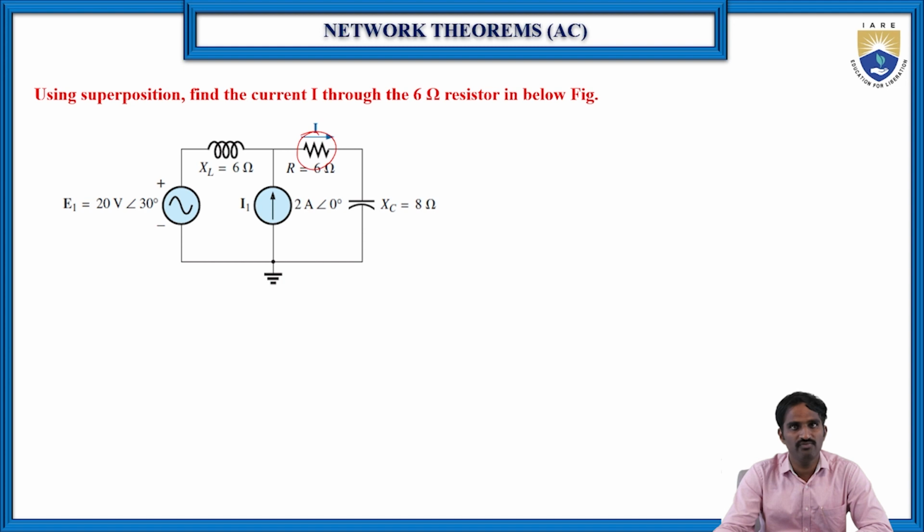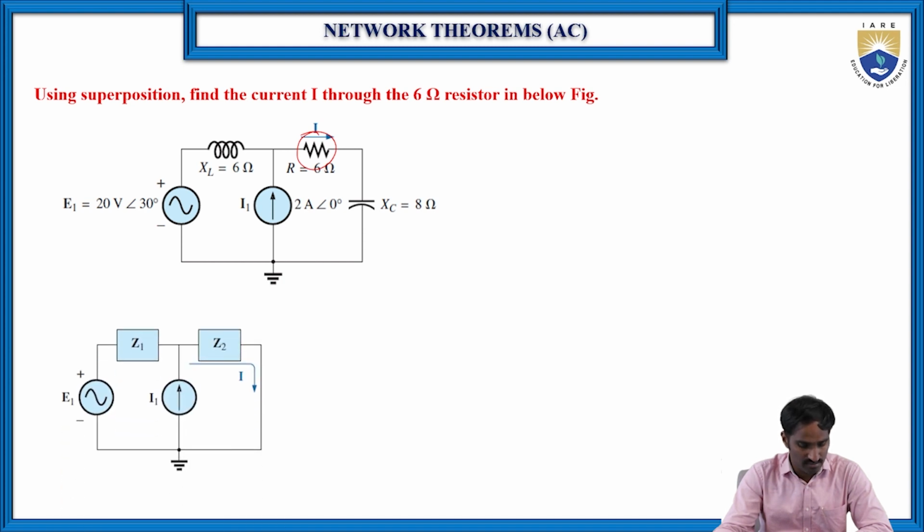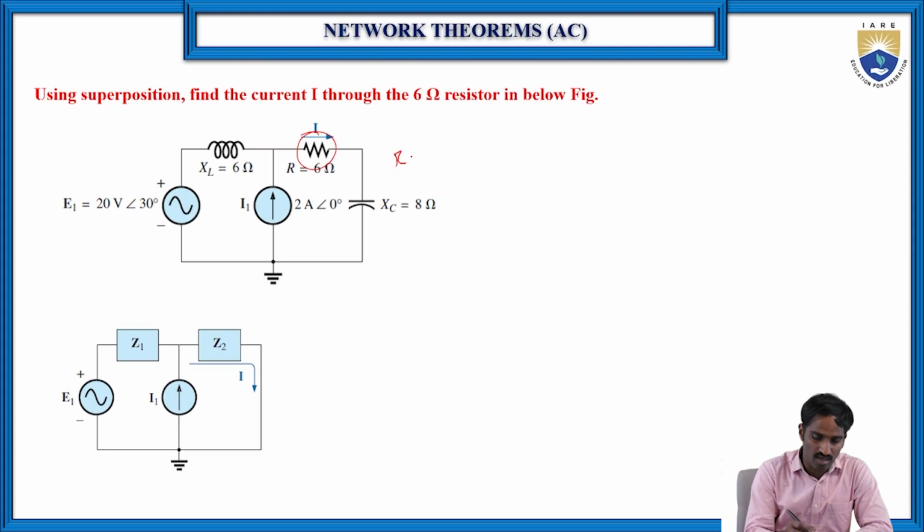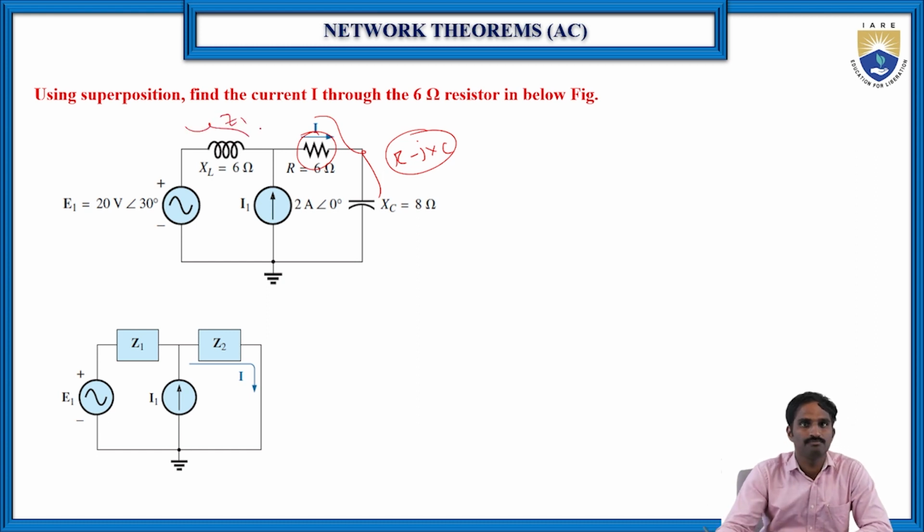So here again, the same way, first let us replace the reactances with impedances, because here we can write R plus jXL or R minus jXC. So this total can be replaced with the impedance Z2, and this one can be replaced with Z1, right? Now, at a time we should consider only one source active and the other sources should be replaced with open or short circuit.